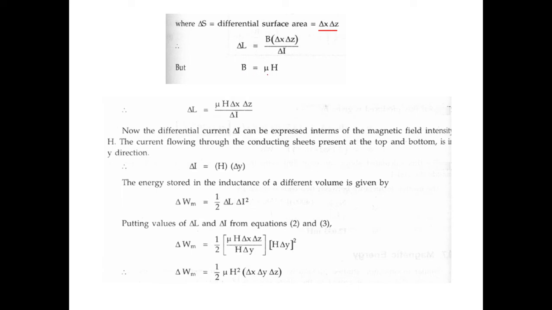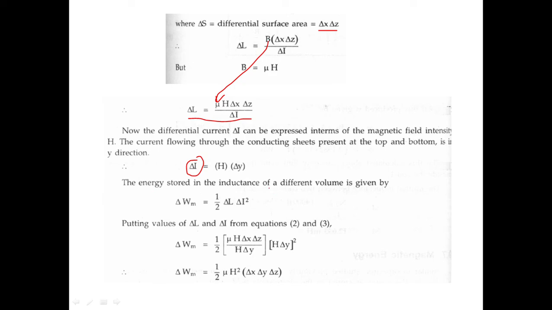So B is equal to mu H, and here we are substituting for B, so B is substituted as mu H. Now the differential current delta I can be expressed in terms of magnetic field intensity H. Now we are obtaining the other equation for delta I. So delta I is equal to H y. What is H? H is nothing but ampere per turn. Correct, sorry, ampere per meter. So delta I can be written as H into delta Y.